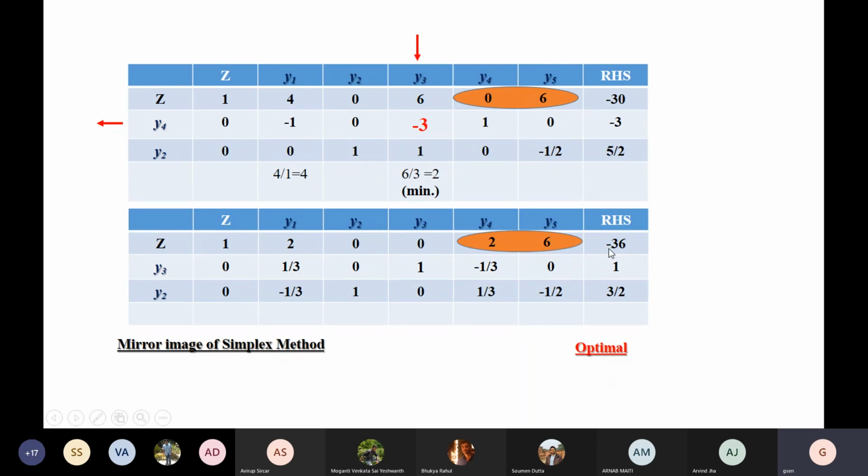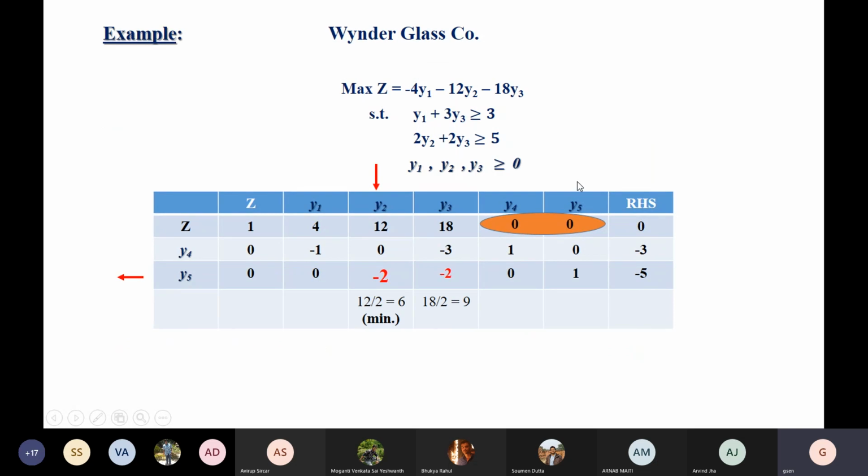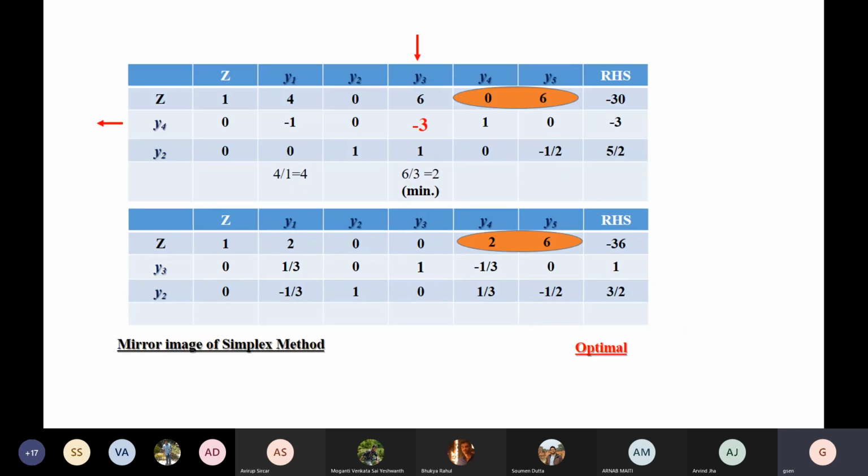So Z value is minus 36. So if you see here, this was a maximization problem. So if you put minus, it will be 36. And this is actually the dual of the max problem, which we used as an example in our earlier classes, for which we obtained 36. And you see what is the value of the dual solution? 2, 6. So at 2, 6 we had obtained the value 36.